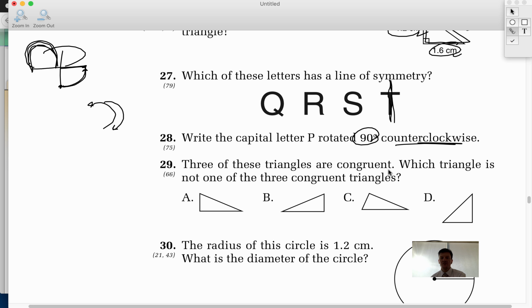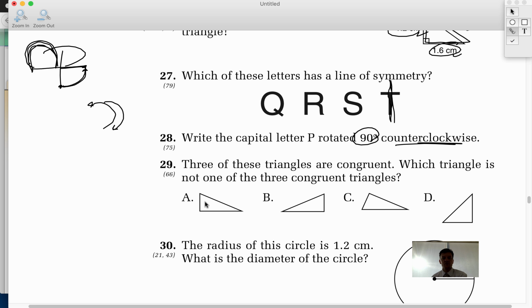3 of these triangles are congruent. Which triangle is not one of the 3 congruent triangles? So again, congruent triangles should completely overlap each other. Like if they were to lie on top of each other, every point would match up. So you could maybe do a little bit of a visual inspection here.